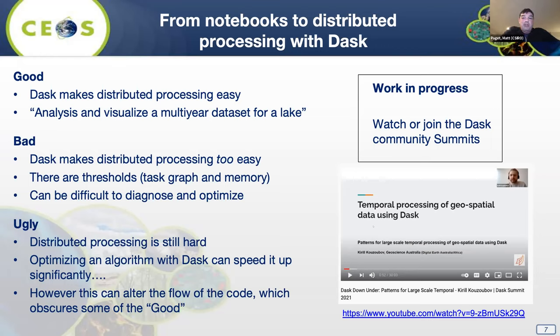And generally, we find, even with Dask and its improvements to our work, distributed processing is still hard. You still need to have a good understanding of how multi-processor, multi-node systems work. And while optimizing an algorithm in Dask can speed your process up significantly, we do find that once you really start to optimize it with Dask, you start to alter the flow of the code from the original notebook. And that, in a sense, starts to break that continuity, perhaps, from a development notebook through to an operational notebook.